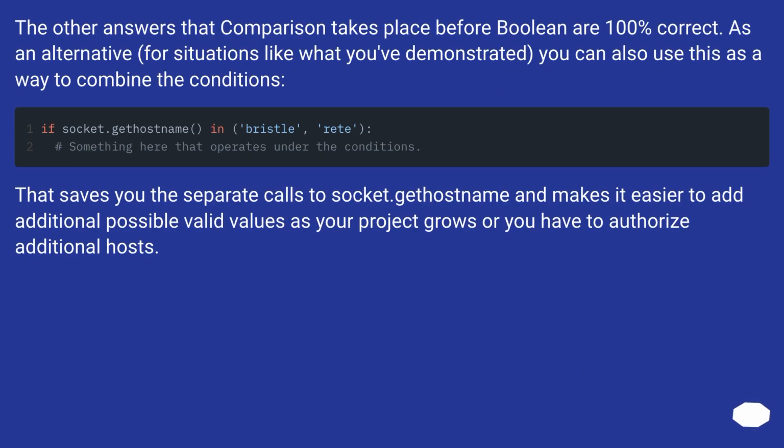The other answers that comparison takes place before Boolean are 100% correct. As an alternative, for situations like what you've demonstrated, you can also use this as a way to combine the conditions. That saves you the separate calls to socket.gethostname and makes it easier to add additional possible valid values as your project grows or you have to authorize additional hosts.